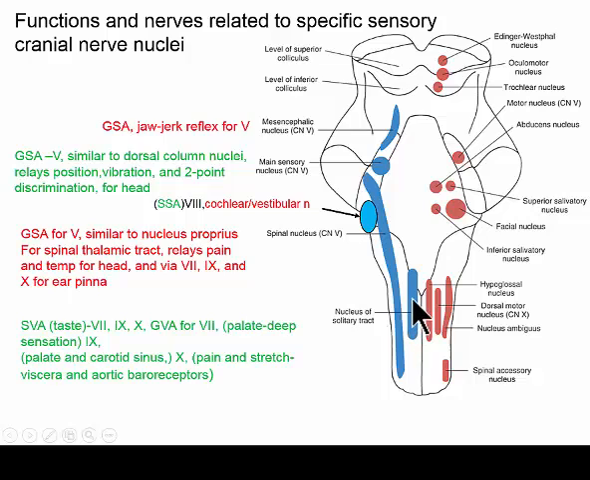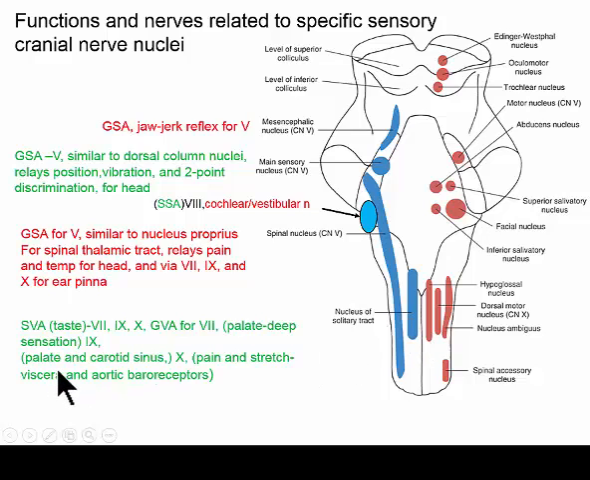Remember, it's split. There's a rostral portion and there's a caudal portion. The upper portion is for taste. So any cranial nerve that has taste in it is going to use the upper portion. So that would be 7, 9, and 10. They all have some taste involved, right? SVA. And then if you go down, the lower half of it is going to be general visceral afferents.